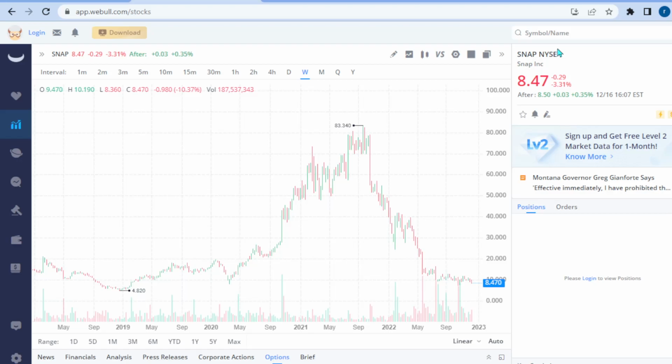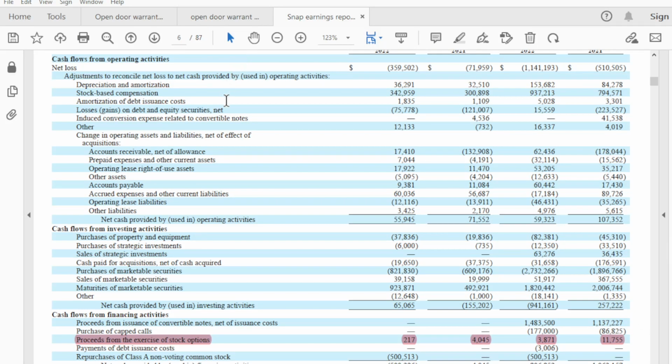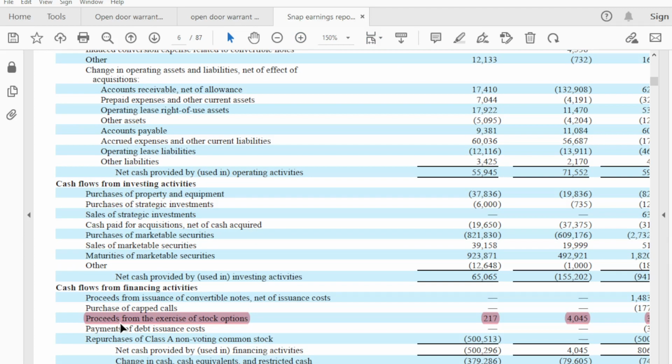So we're going to really hit this home by going right into the financial statements. Right here I have Snap earnings. This is the most recent quarter of earnings, the September earnings. Now take a look right here. I am on the cash flow statement, and right here we have this line item. I'm going to zoom in a little bit. It says proceeds from the exercise of stock options. Like I told you guys, the employer, Snapchat, is making money from the employees when they exercise these stock options. They are basically buying in right here.